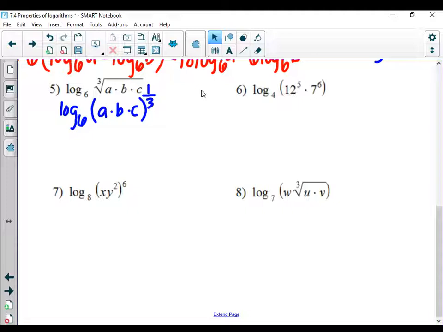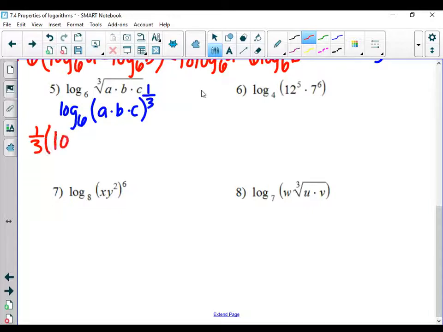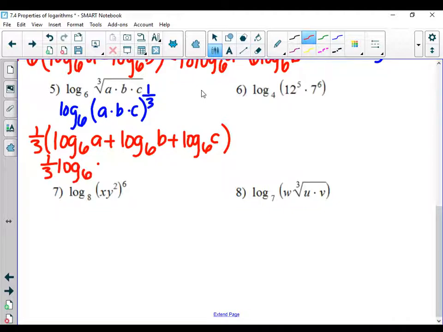All right, so I'll finish out number 5. If I bring that 1/3 to the front, I also know I'm multiplying, so I'm just going to add. It's a lot of writing, but not hard to do. And then I'm going to distribute my 1/3 all the way through. That's the end of number 5.